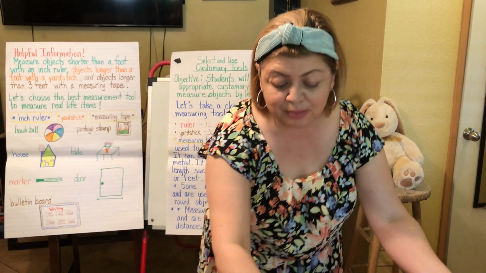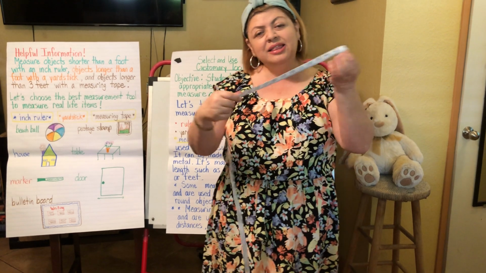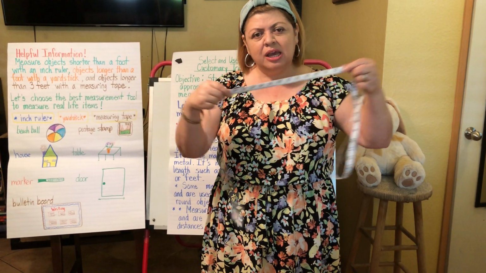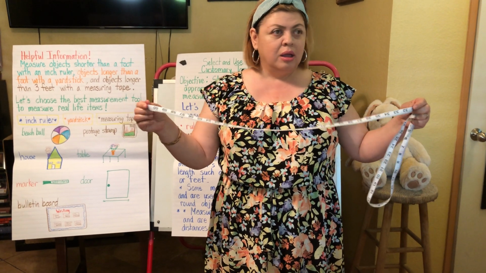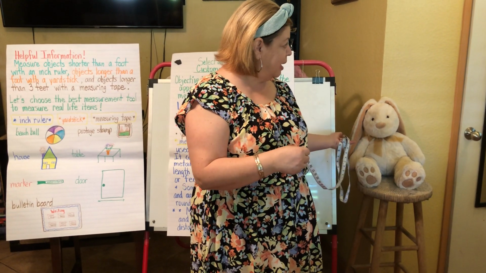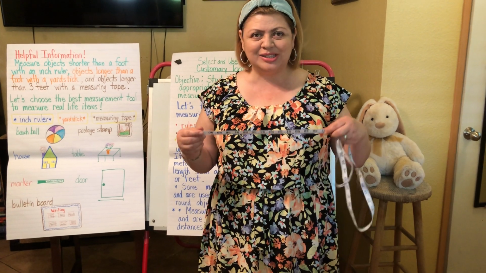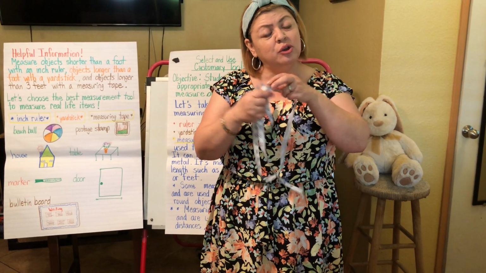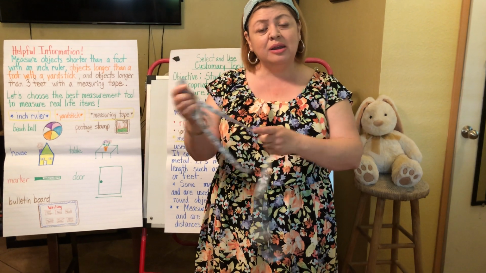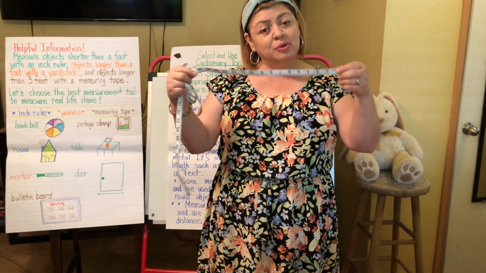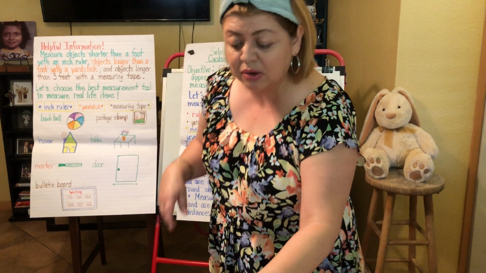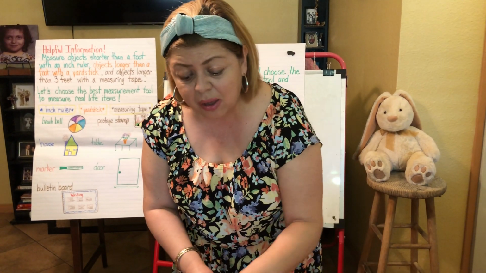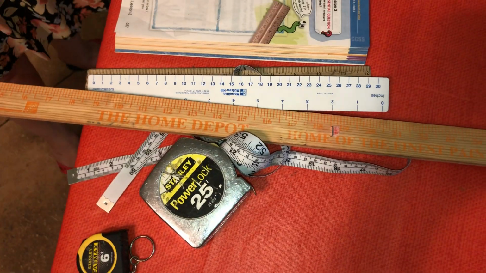Once again, we talked about this one. Anything that might be oddly shaped, you might use one of these measuring tapes. Or if you are measuring someone like Betty the Bunny, you might use one of these to make her some clothing, or maybe to make your doll some clothing. These are very helpful in that type of stuff. So these are the different measuring tools that you're going to see in your lesson.